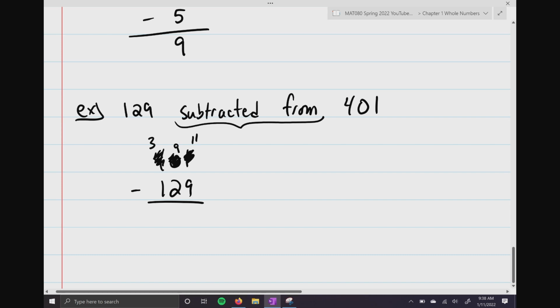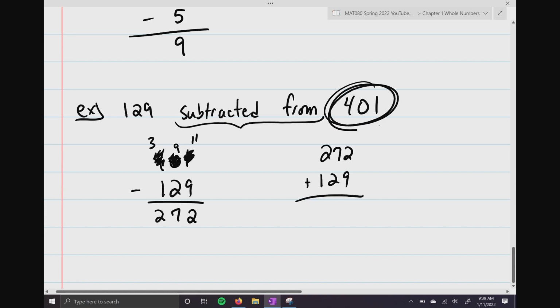So now this 1 becomes an 11. So we can go from right to left. 11 minus 9 is 2. 9 minus 2 is going to be 7. And 3 minus 1 is 2. And remember, you can always check yourself by taking your answer and going in the exact opposite direction. So we know we should get 401 as a result.